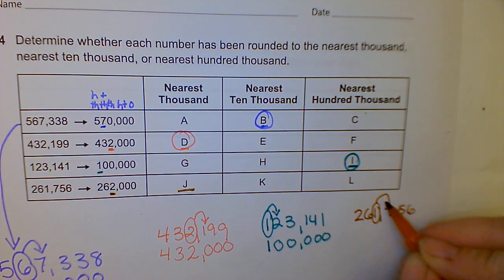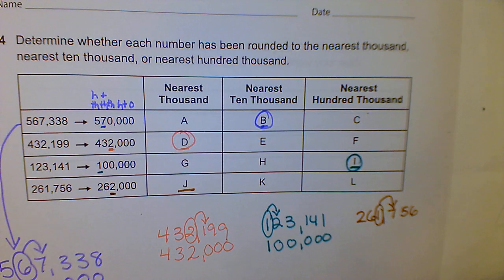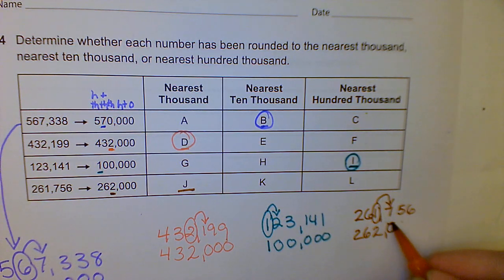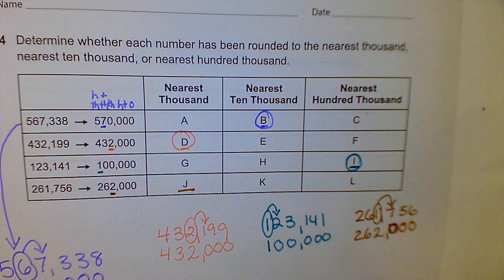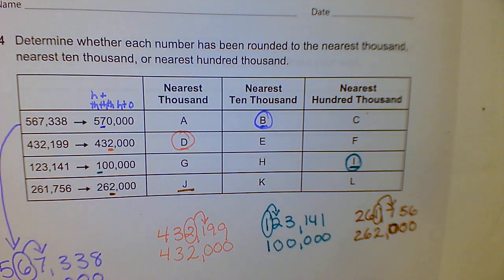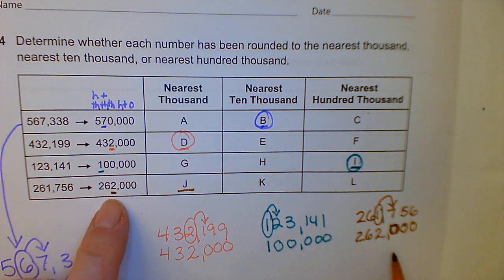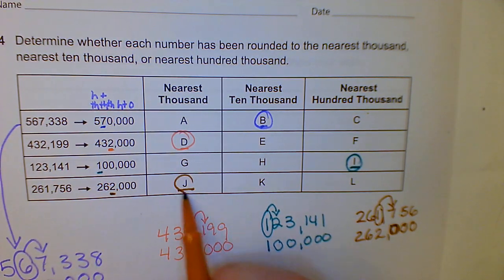So I circle it. I look next door, 7 or more. Raise the score. So that 1 is going to raise to a 2. I keep everything to the left. And then everything to the right becomes a 0 because 0 is my friend. It makes math easier. So let's go ahead and take a look. And look, they match, 262,000. So we were right again.